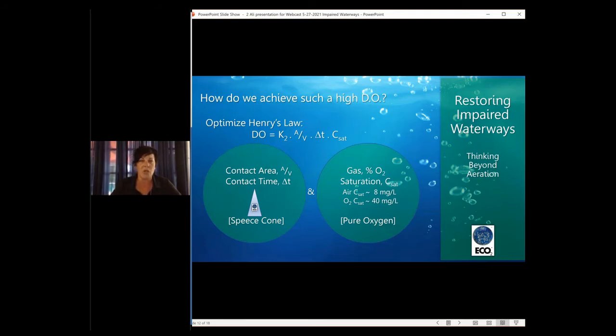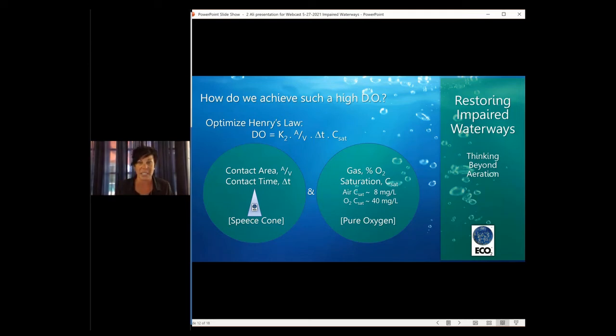So you may be asking yourself, well, how do we achieve such a high dissolved oxygen? Is this Spiess cone magic? Well, unfortunately, it's really great, but it is not magic. It uses science. And what Dr. Spiess has done with the Spiess cone is actually optimized the variables in Henry's law, which is shown here.